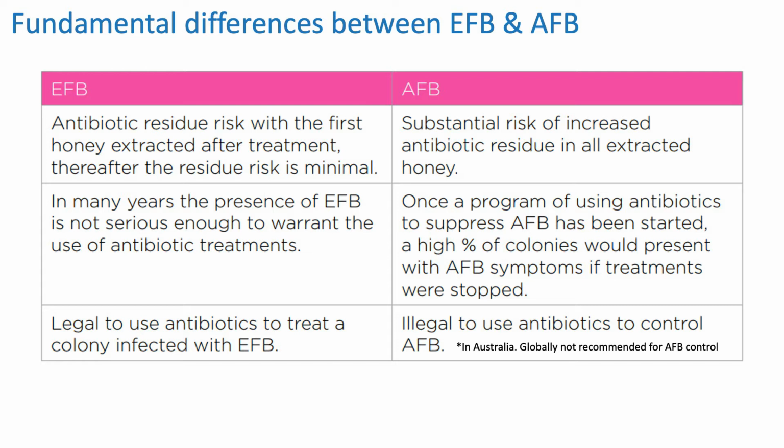And for those recommendations and guidelines, you should talk to your state ag department. With American foulbrood, it is illegal to treat with antibiotics in Australia, save for Tasmania, and that is because it doesn't kill the causative agent, so the spores, it only kills the vegetative state. So in the US, it is legal to use antibiotics to treat American foulbrood, but again, it's not advised. Most state ag departments would not advise it because there will be antibiotic residue in your honey after that treatment. And it doesn't kill the causative agent.